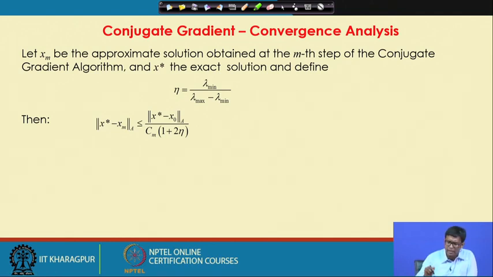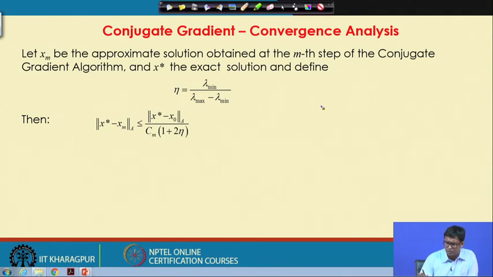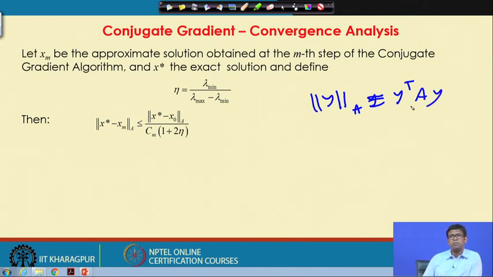So, what is a norm? The A norm of y is equal to square root of y transpose A y. So, the A norm of x star minus x_m, where x star is the exact solution and x_m is the mth iteration solution, is bounded by the A norm of x star minus x 0 divided by a polynomial C_m of 1 plus 2 eta. C_m is a function of 1 plus 2 eta, it is not C_m multiplied by 1 plus 2 eta.